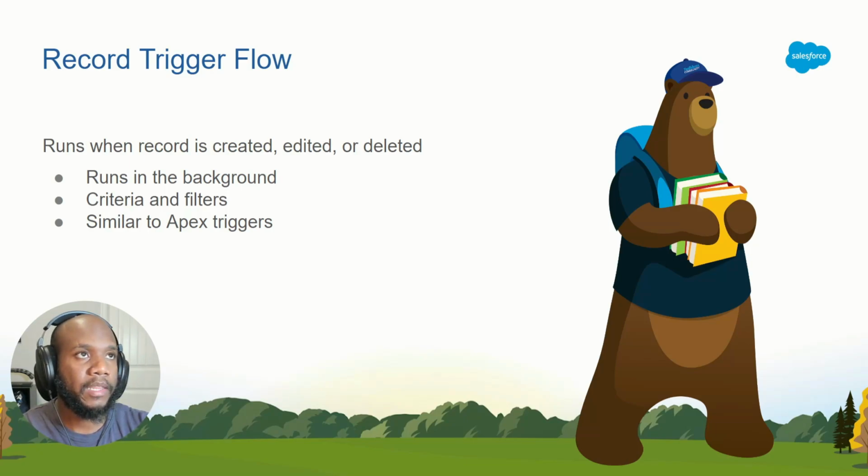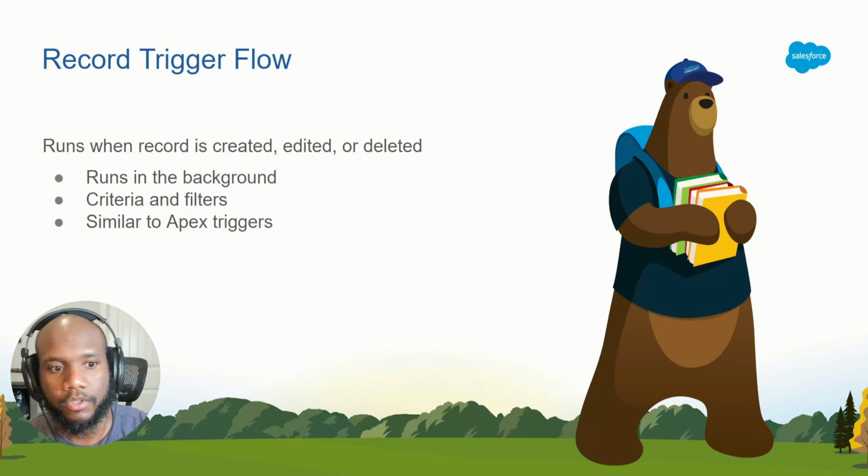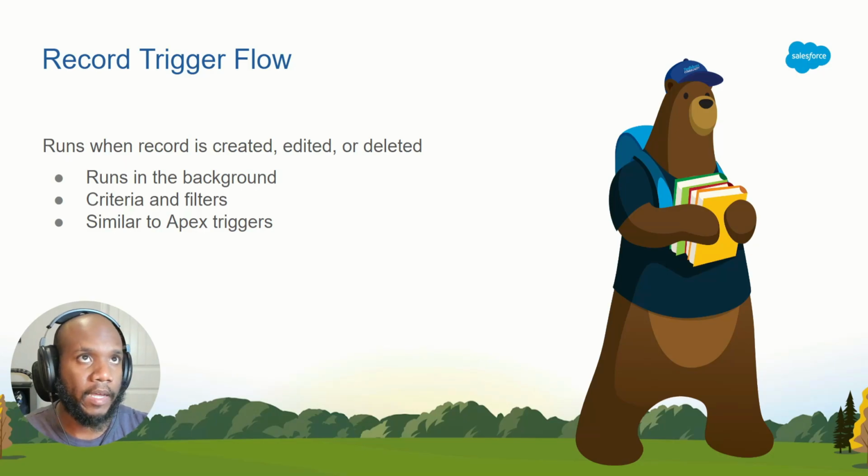Some of the big things here is that you can have criteria to filter out the record changes, because if you have a big org or an org that has a lot of changes on it, you may not want all of your record trigger flows to go off for every single one. You may want to filter it down to those specific records so that it can be more efficient and run faster.